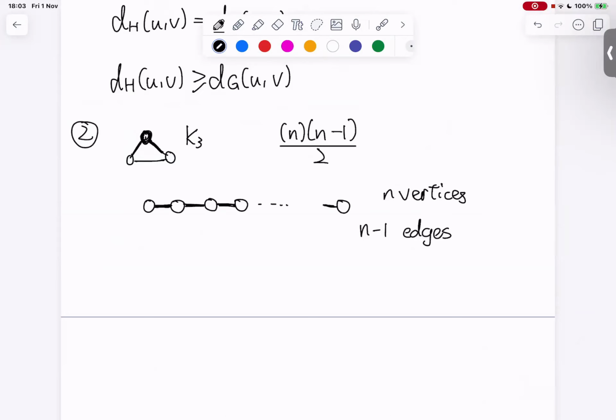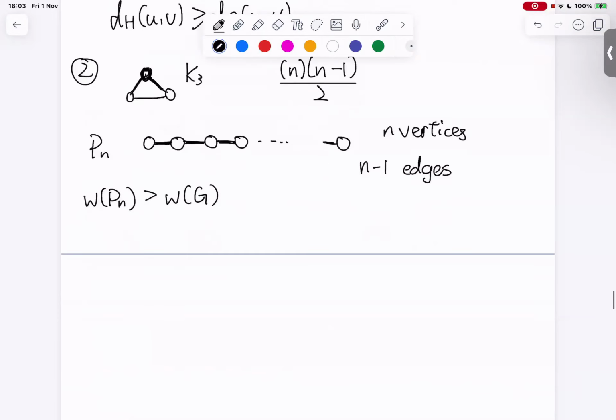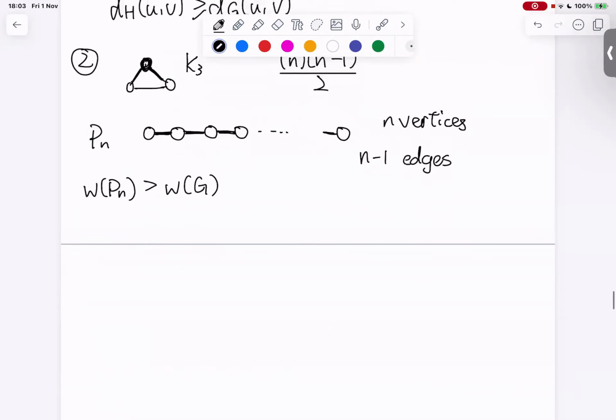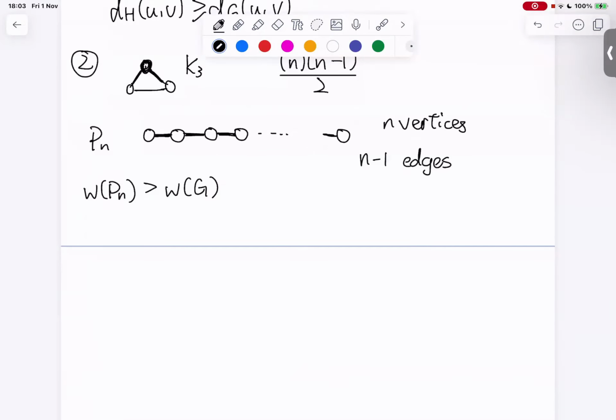every other graph G will have a smaller winner index than this graph Pn. So I want to prove that the winner index of Pn is larger than that of every other graph. A path graph has only n-1 edges, and that is the minimum number of edges a graph can have, otherwise it would not be connected. So n-1 is the minimum number of edges for a connected simple graph.